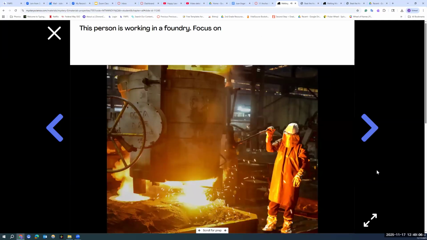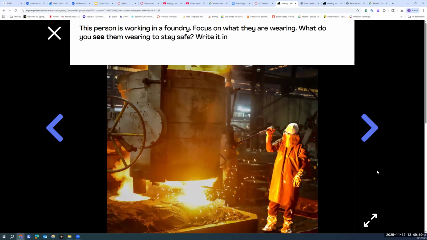This person is working in a foundry. Focus on what they are wearing. What do you see them wearing to stay safe? Write it in the See column of your See, Think, and Wonder.